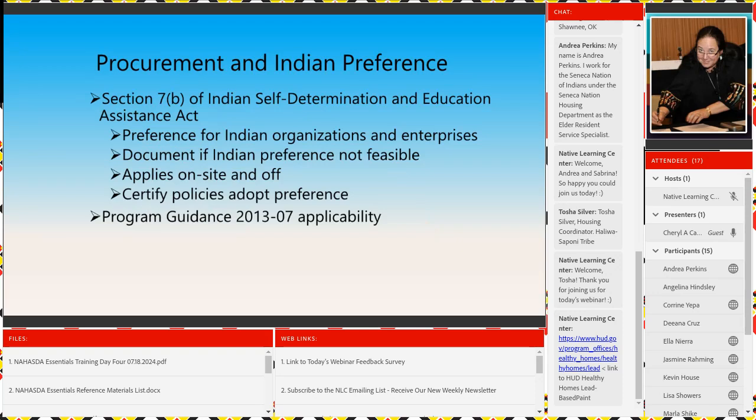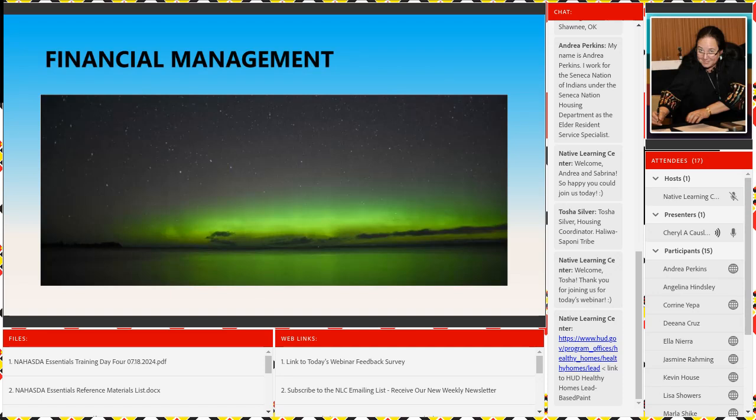Procurement and Indian preference, Section 7(b) of the Indian Self-Determination and Education Assistance Act: preference for Indian organizations and enterprises. Document if Indian preference is not feasible. Not feasible means you put it out for Indian preference and you only get one bidder that you can give the preference to. It applies on-site and off. Certify that you have policies, adopt the preferences, Program Guidance 2013-07, and follow the applicability there.